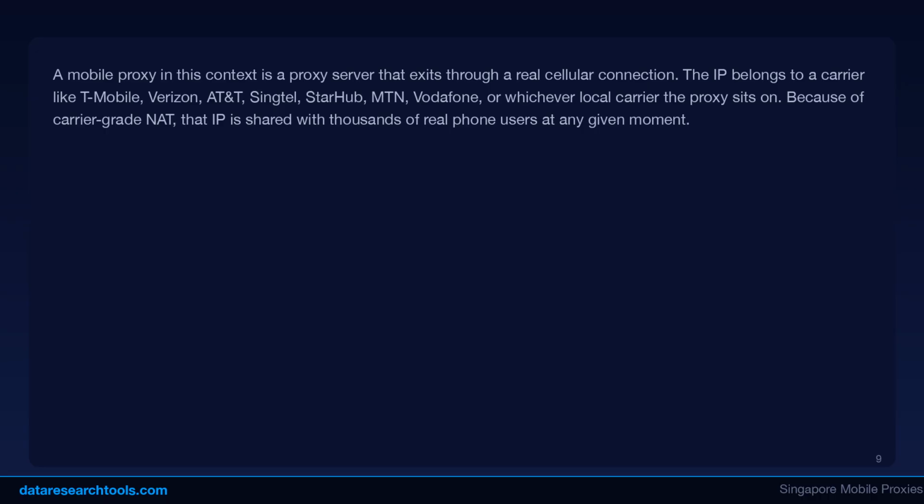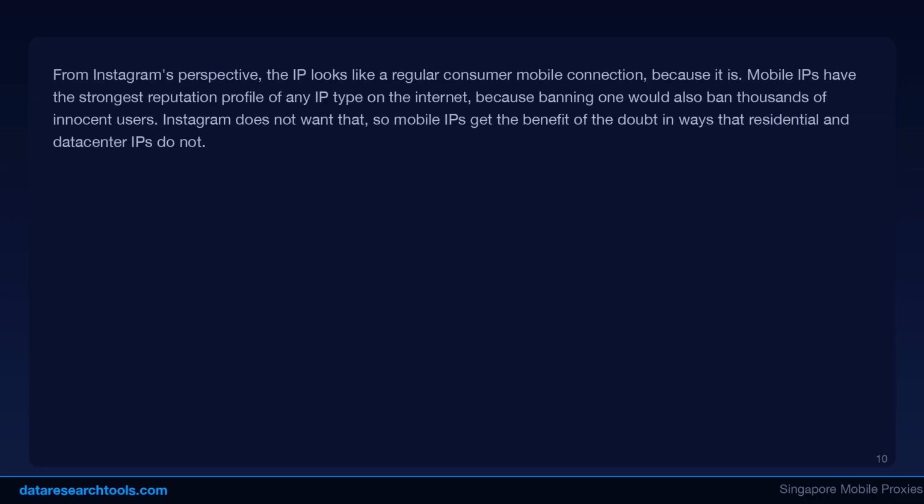From Instagram's perspective, the IP looks like a regular consumer mobile connection because it is. Mobile IPs have the strongest reputation profile of any IP type on the internet because banning one would also ban thousands of innocent users. Instagram does not want that, so mobile IPs get the benefit of the doubt in ways that residential and data center IPs do not.